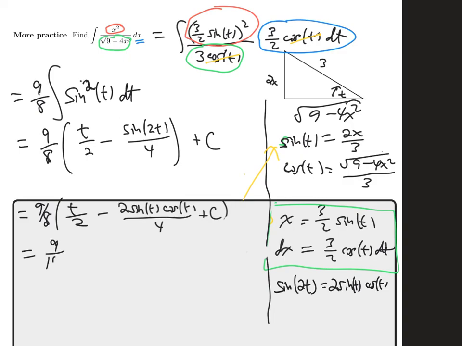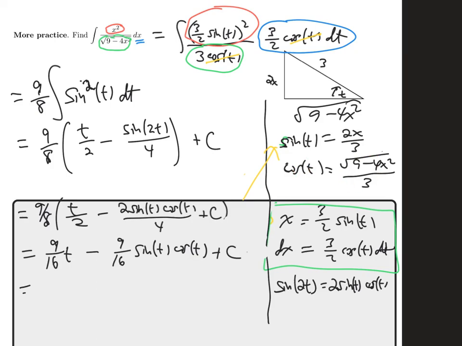So I have 9/16 t minus 1/2 sine t cosine t. Oops, I forgot my 9/8. Hang on. There's a 1/2 there, but there was also a 9/8 outside there, so. Okay, so now I've got the constants done. All right, so now I can just read off my sine and cosine. Sine of t is 2x over 3, cosine of t is this thing.